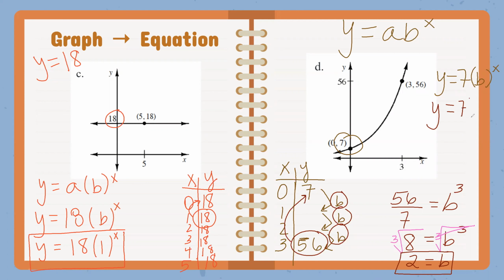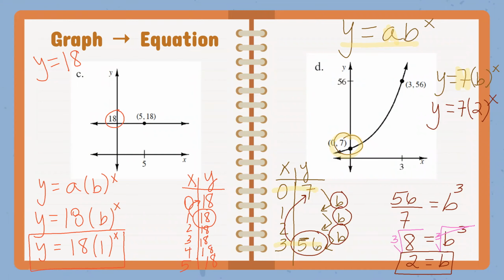So my equation is 7 times 2 to the x. So let me repeat this process real quick. I wrote out my equation and I knew 7 is my a. So I plugged that in right away. I then created a table. I was given the points 0, 7, and 3, 56.